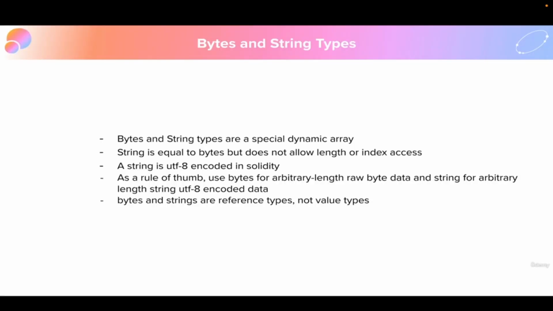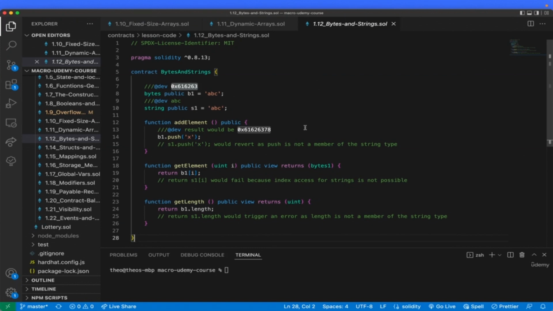Bytes and strings are another data type in Solidity. Both bytes and string types are a special kind of dynamic array. String is equal to bytes, but it does not allow length or index access. As a rule of thumb, use bytes for arbitrary length raw byte data, and string for arbitrary length string UTF-8 encoded data. In our contract, we have 2 state variables, B1 and S1.